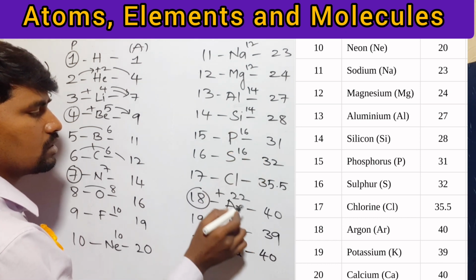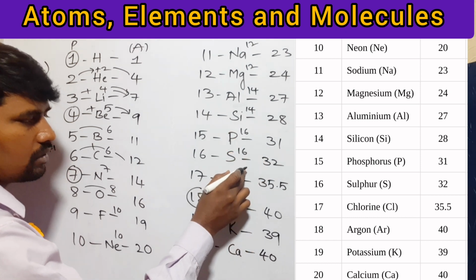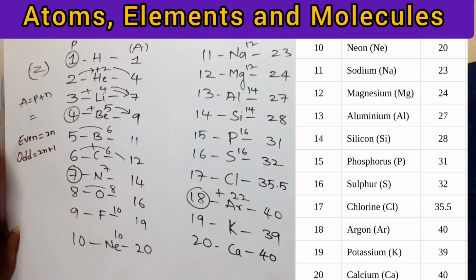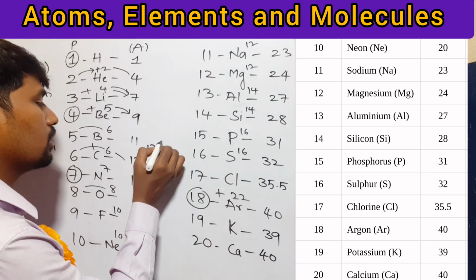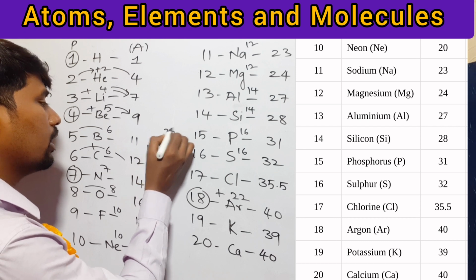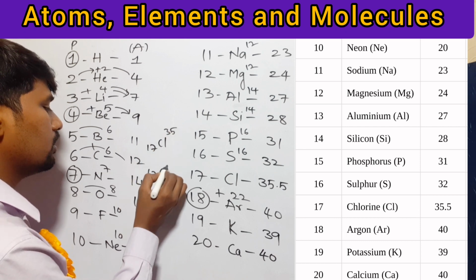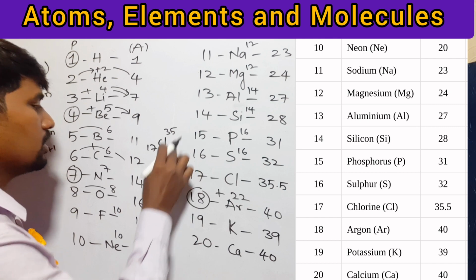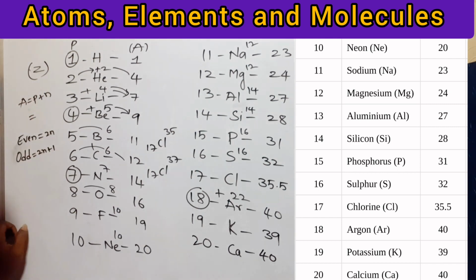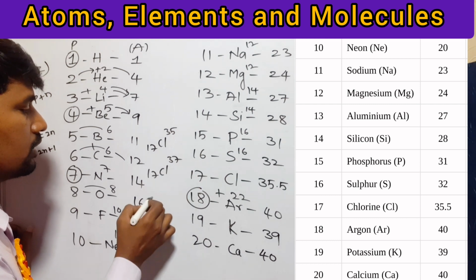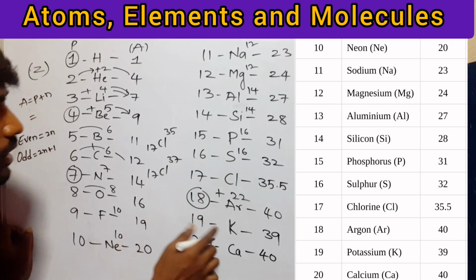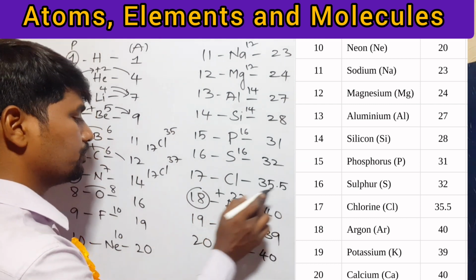Here also 16 neutrons. Okay, here 35 neutrons. Here two types of isotopes are there: 17 chlorine 35 and 17 chlorine 37. These two types of isotopes are there. Then we have to find the average mass of 35 and 37 in a 3:1 ratio. Then we will get 35.5.